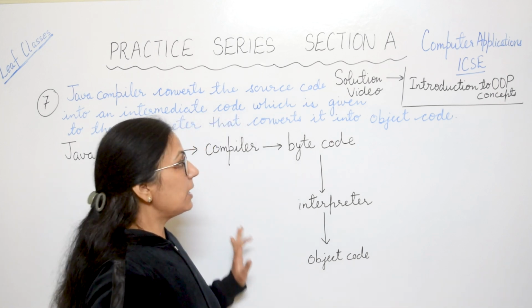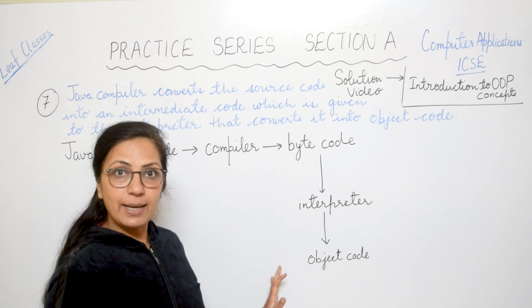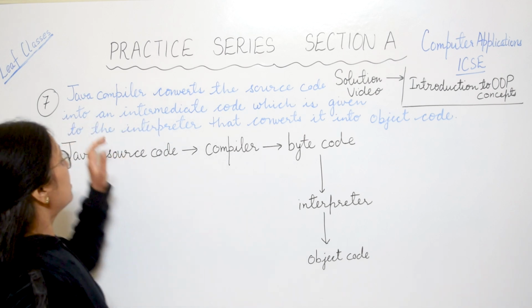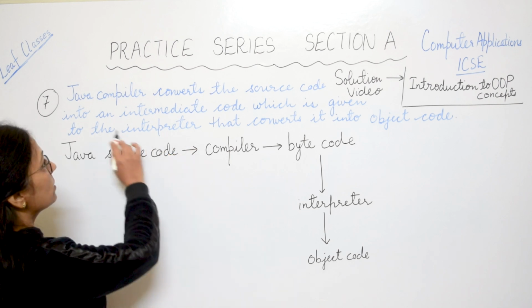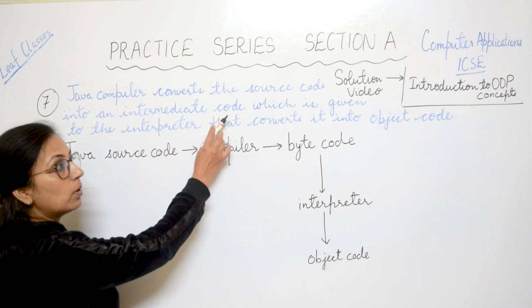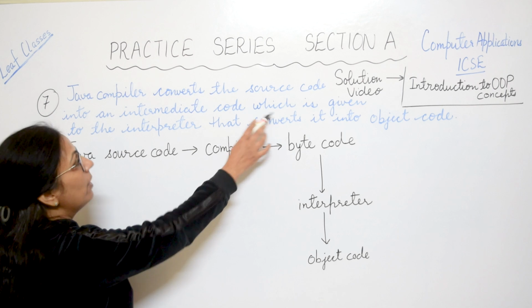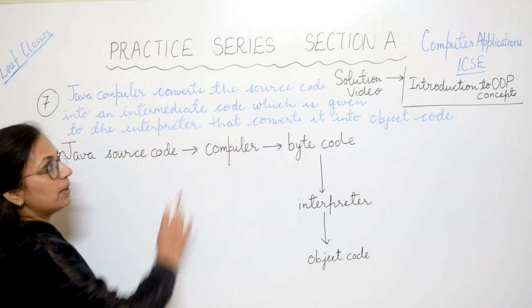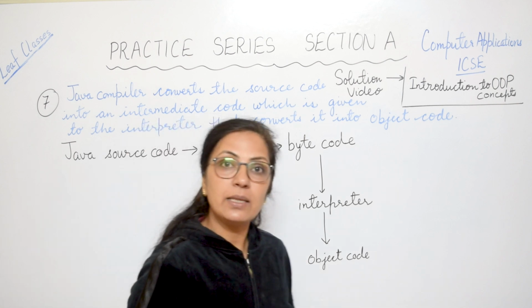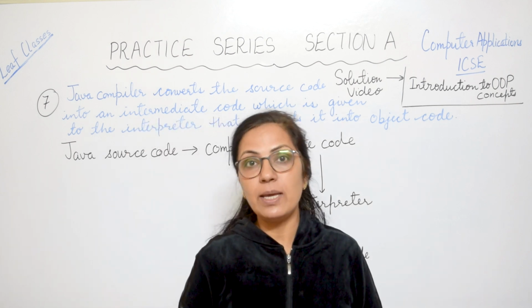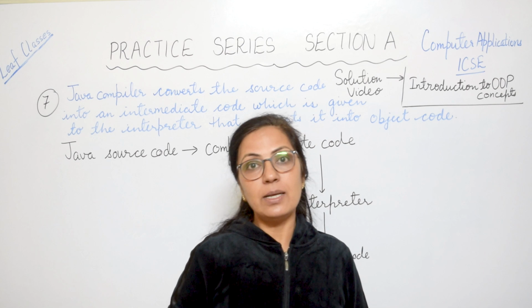So for the explanation, you can draw the figure like this along with the written material, like here. Java compiler converts the source code into an intermediate code which is known as bytecode, which is then given to the interpreter that converts it into object code, and that object code is only executed to get the result.